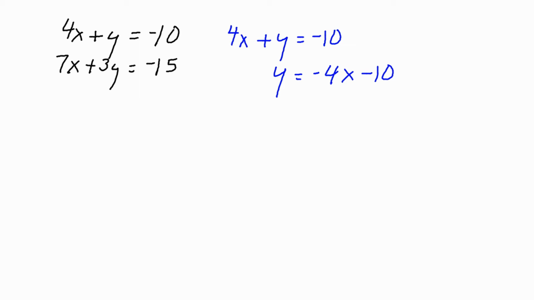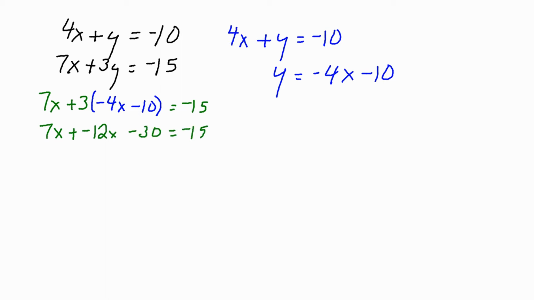So now we're ready to substitute into the second equation. 7x plus 3 times negative 4x minus 10 equals negative 15. Distributing, I have 7x plus negative 12x minus 30 equals negative 15. Adding my like terms, negative 5x minus 30 equals negative 15. Adding 30 to both sides, negative 5x equals negative 15. Dividing both sides by negative 5, x equals 3.